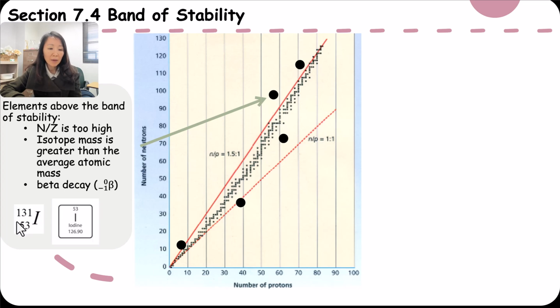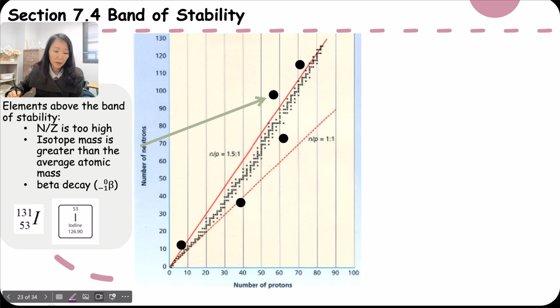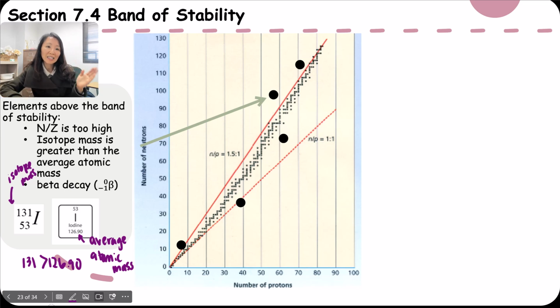I mean that if you look at this isotope, iodine-131, and you look at iodine on the periodic table, you'll notice that the average atomic mass is below. So if you look at the periodic table, let me label this. This is your average atomic mass, and this corner is the isotope mass. So in this scenario, 131 is greater than 126.90. If the isotope mass is greater than that average, then chances are it's going to go into beta decay, denoted as 0, -1, beta. Sometimes that beta sign is interchangeably used for e. And so therefore it's going to go through beta decay.